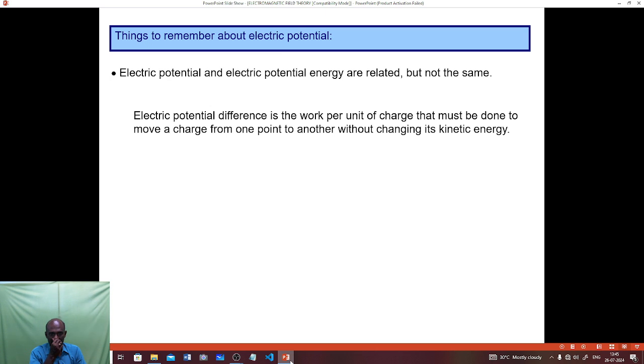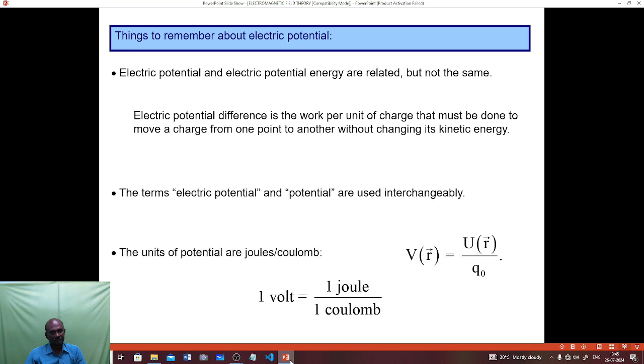The electric potential and electric potential energy are related but not the same, because potential is the work done to move a unit positive charge. So the potential unit is 1 volt. How do we derive 1 volt? It is nothing but bringing a unit positive charge to a particular point.